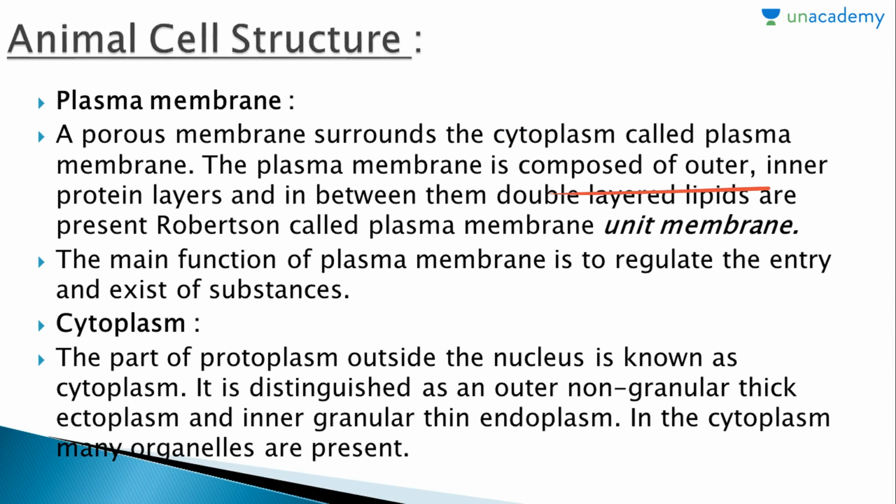It is composed of outer and inner protein layers, and in between them double-layered lipids are present. Robertson called plasma membrane a unit membrane. Okay. The main function of plasma membrane is to regulate the entry and exit of substances. Cytoplasm, the part of protoplasm outside the nucleus, is known as cytoplasm. It is distinguished as an outer non-granular thick ectoplasm and inner granular thin endoplasm. In the cytoplasm, many organelles are present.